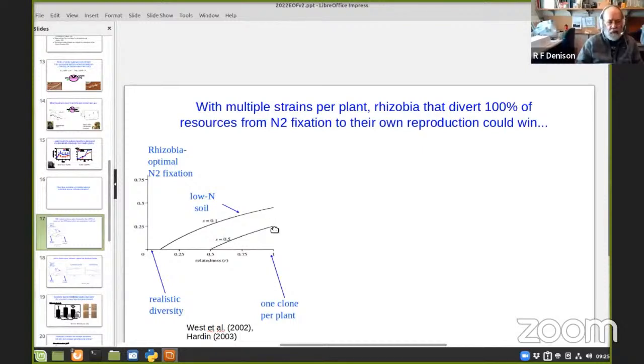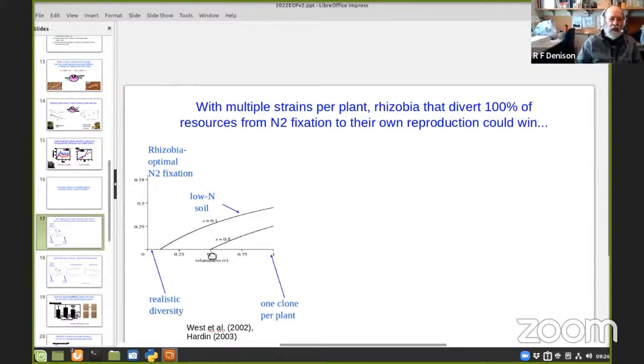The plant will still do okay. That's with one strain per plant. But as soon as you go to 2 strains per plant, or a relatedness of a half, you have what Garrett Hardin called a tragedy of the commons, where maybe if I don't give the plant nitrogen, maybe the other strain will. The other strain will keep the plant alive. I can just use all the resources for my own reproduction.